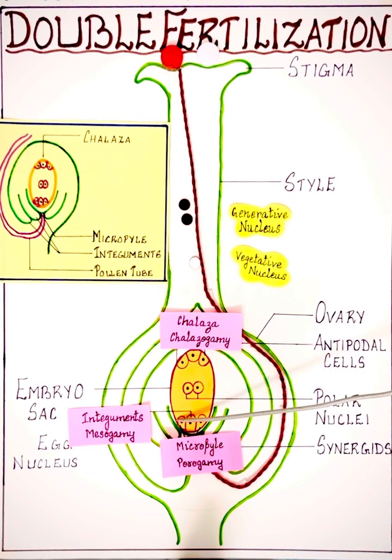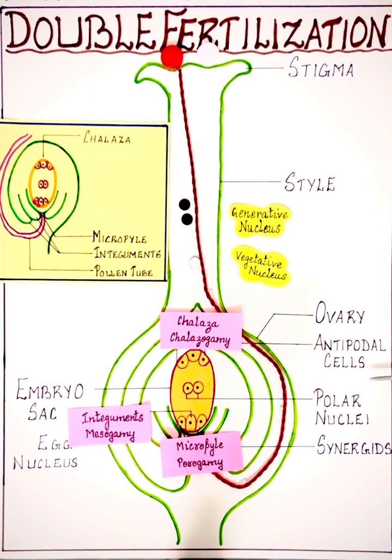Synergids are two in number. They attract the pollen tube through a chemotactic chemical gradient, which guides its entry inside the ovule and facilitates the release of two male gametes. They also act as a shock absorber and absorb nutrients from the surrounding nucleus and transfer them to support the growth of the pollen tube.